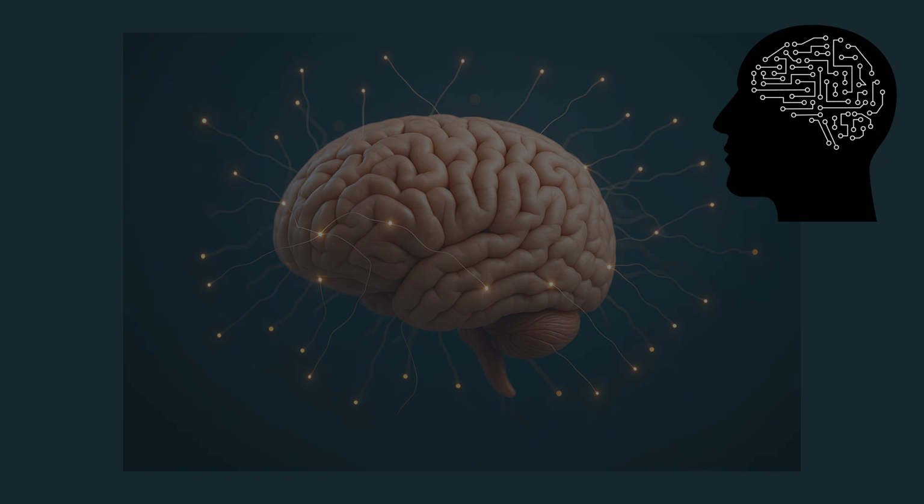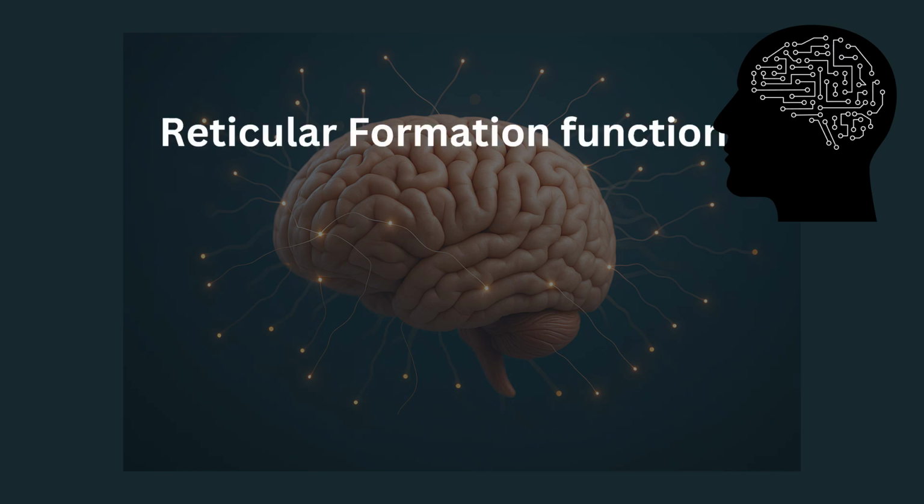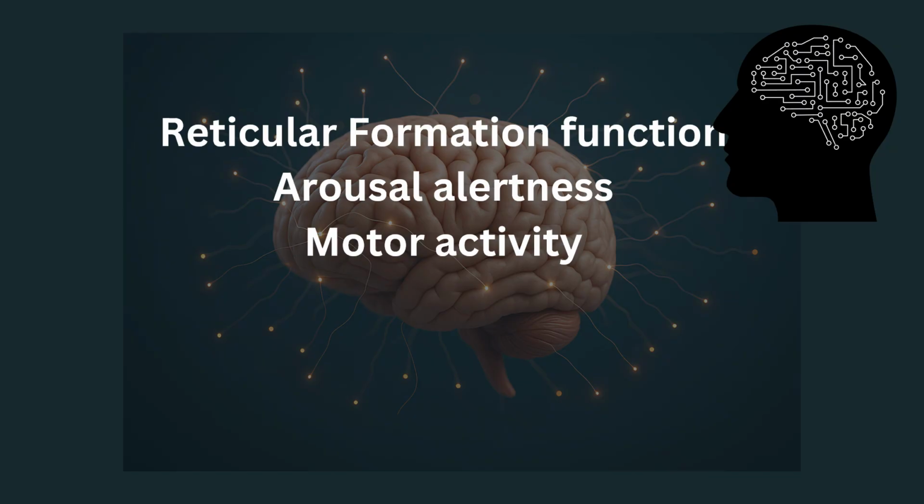Functions of the reticular formation. It is important for the arousal and alertness mechanisms. All the sensory pathways, the pain pathway and dorsal column pathway, and all the special sensations have connections through the reticular formation. So it is important for the arousal and alertness mechanisms. Motor activity is controlled by the medullary reticulospinal tract and pontine reticulospinal tract.